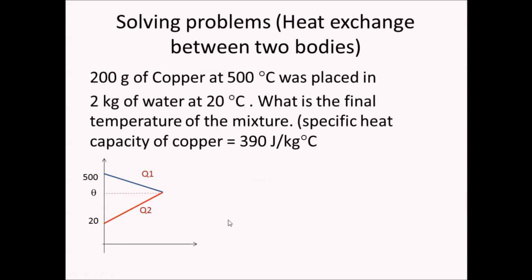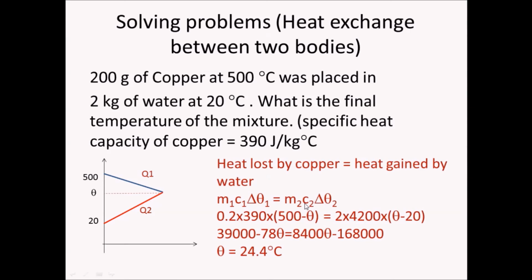First of all, you know that there's a change in temperature. When there's a change in temperature, there's no change in state. So you are going to use the heat capacity formula. Secondly, you know what the change is: 500 to theta, and 20 to theta. So if you write down the formula, it's going to be heat loss by copper equal to heat gain by water. So again, you need to make sure that you use a different symbol for each: m1c1Δθ1 for copper, and m2c2Δθ2 for water.